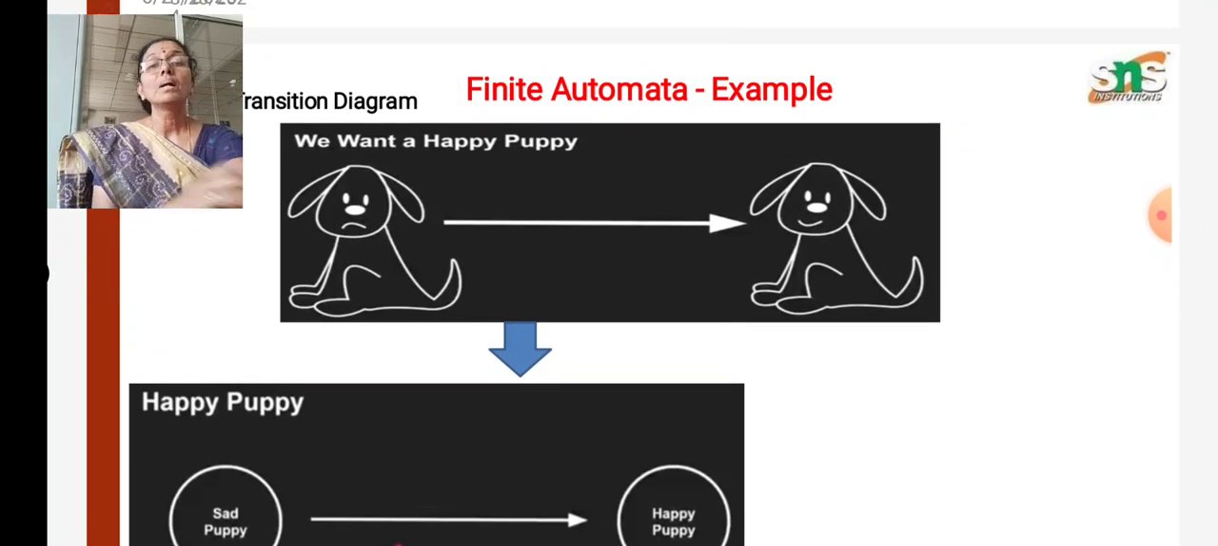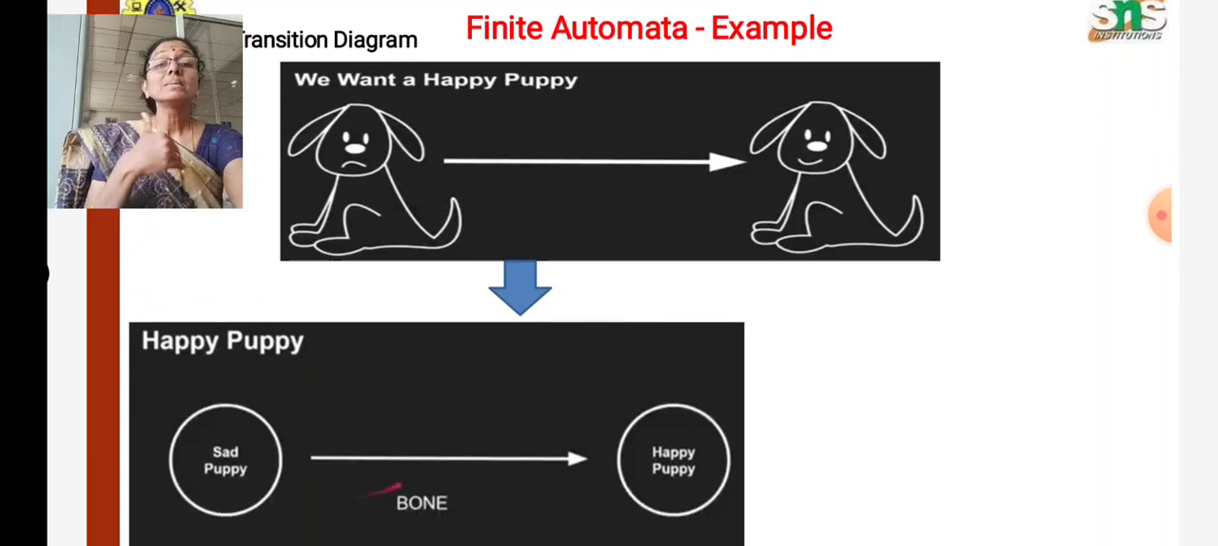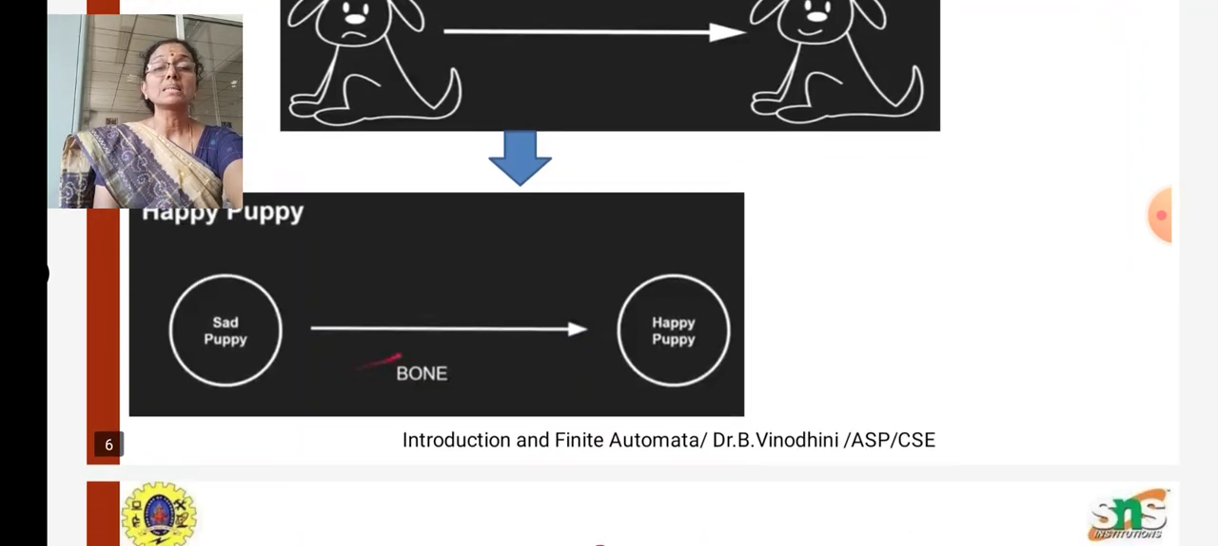For example, consider the figure at the top, where we have a puppy. The puppy on the left side is very sad, and we want a happy puppy. So what is our transition? We have to transit our sad puppy to the happy puppy. What can make the puppy happy? A bone. So the bone is the input here to transit our sad puppy into the happy puppy. That is the transition from one state to another state.